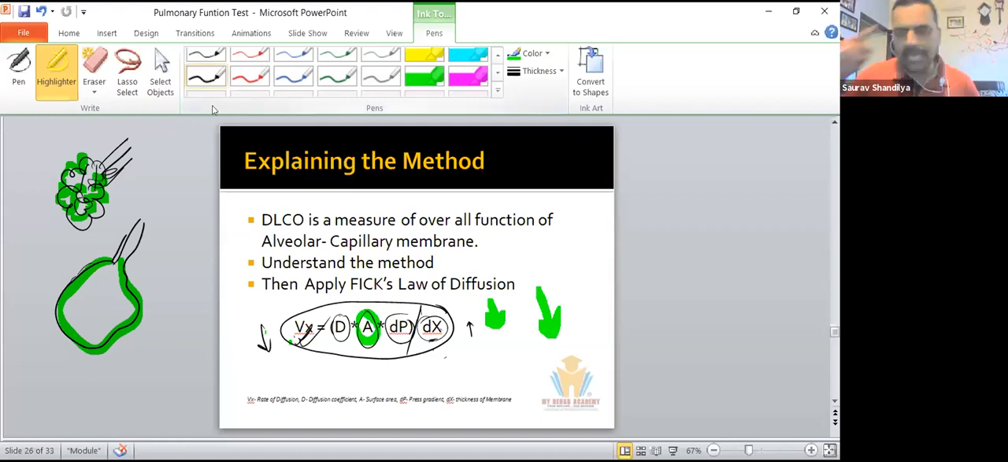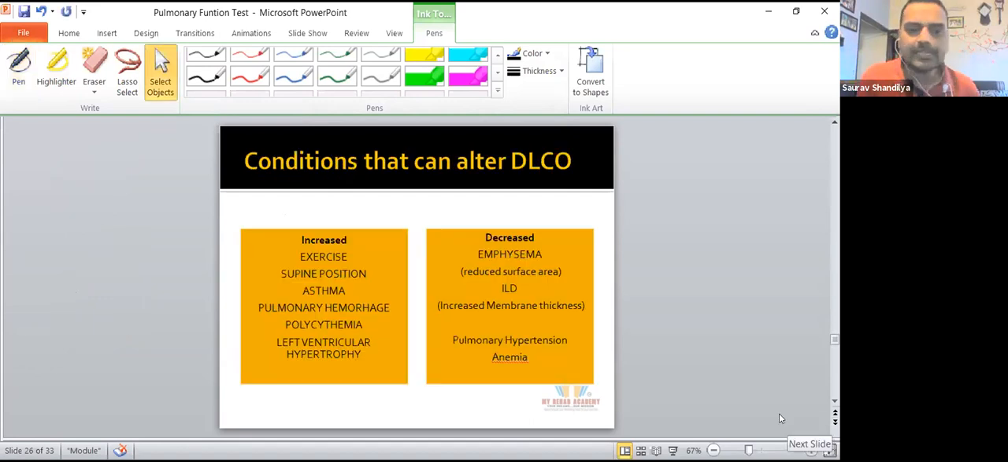Okay, that's the reason I'm saying you apply the concept, it will work. So Fick's law of diffusion, we have to apply and find out how DLCO actually affects our system. There's a long story of DLCO. It can increase, as I told you at that time. Let's talk about when it can decrease, according to Fick's law of diffusion. Just now you saw emphysema, because of reduced surface area, it is decreased. ILD, because of increased membrane thickness, very good.